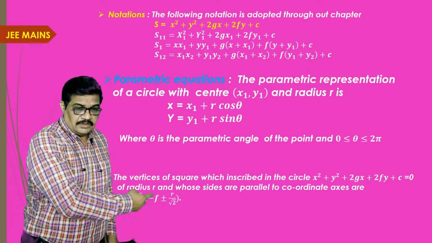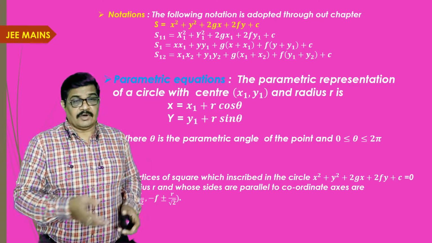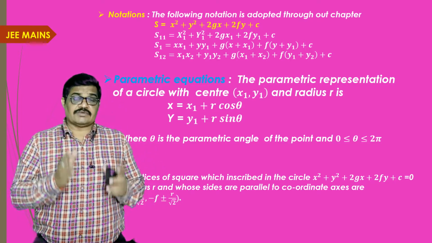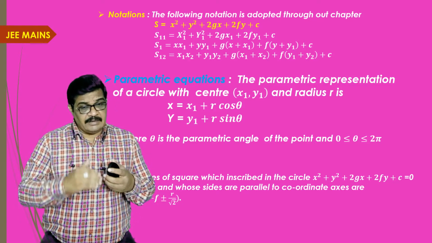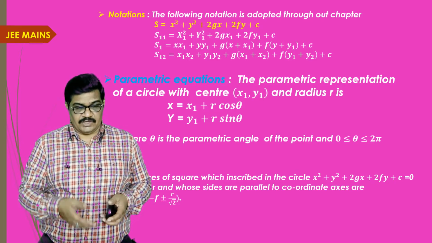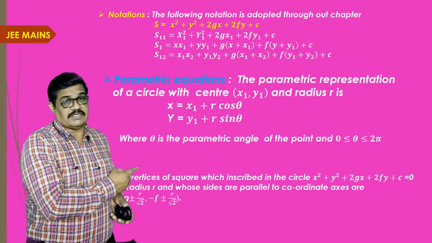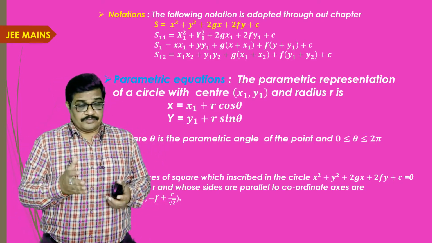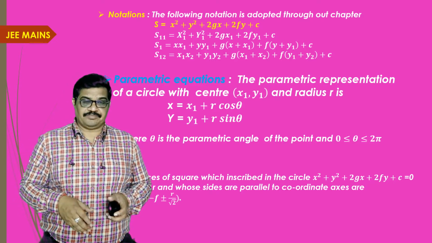The vertices of a square which is inscribed in the circle x square plus y square plus 2gx plus 2fy plus c is equal to 0, of radius r, and whose sides are parallel to the coordinate axes. A square whose sides are parallel to the coordinate axes is inscribed in this circle, the general equation of the circle. Then we write the vertices of the square using this formula. What is the formula? Minus g plus or minus r by root 2, comma minus f plus or minus r by root 2. These are the vertices of a square. So we get the vertices using this formula. Okay. Next one.